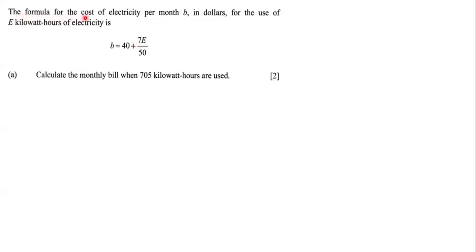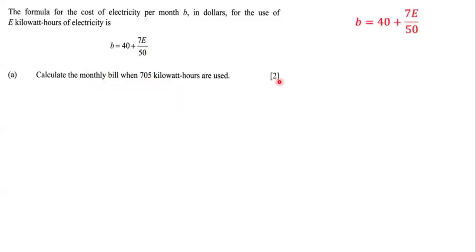The formula for the cost of electricity per month, B, in dollars for the use of E kilowatt hours of electricity is B is equal to 40 plus 7E all over 50. Let's read that again. The formula for the cost of electricity per month, B, in dollars for the use of E kilowatt hours of electricity is B is equal to 40 plus 7E all over 50. Calculate the monthly bill when 705 kilowatt hours are used.